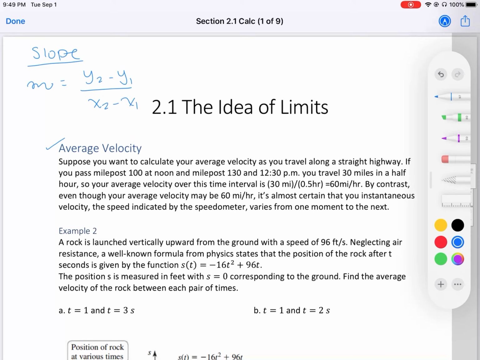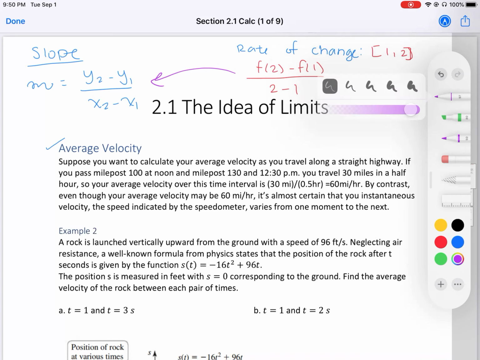Now, you should have seen something from maybe a college algebra course or maybe pre-calculus as the rate of change, which is a lot like your slope. So it says that if you're given a domain from, let's say, 1 to 2, that's supposed to be a bracket, then your rate of change would be f of 2 minus f of 1 divided by 2 minus 1, which is a lot like what your slope is, right? Okay, so keep this in mind as we go through this section. Let's go ahead and continue.